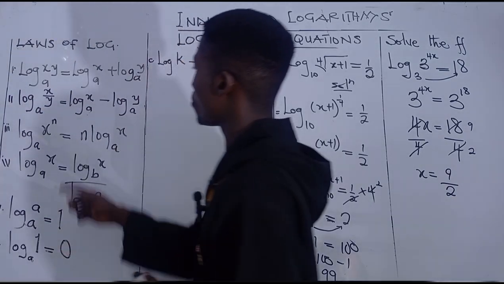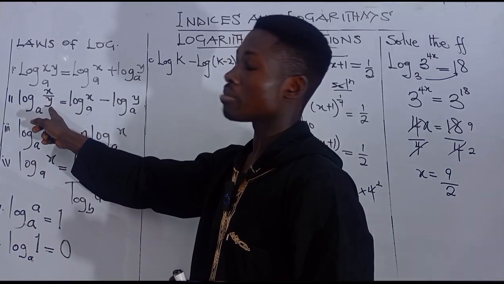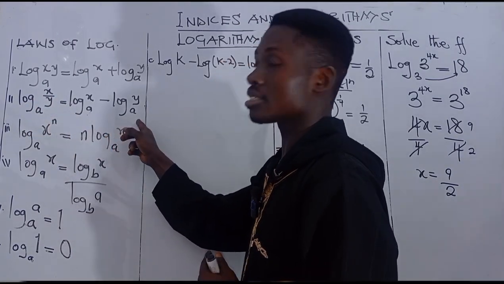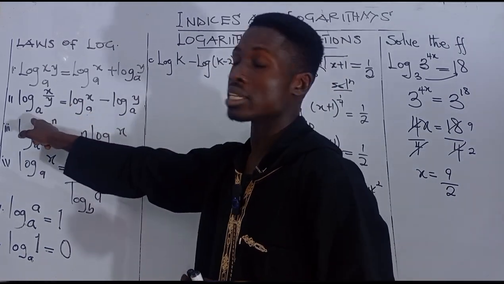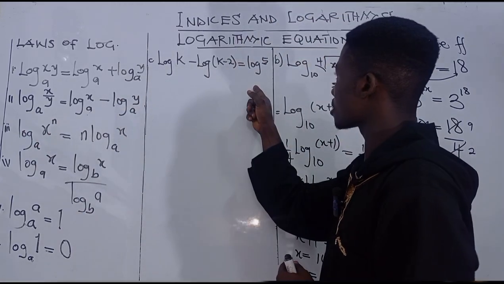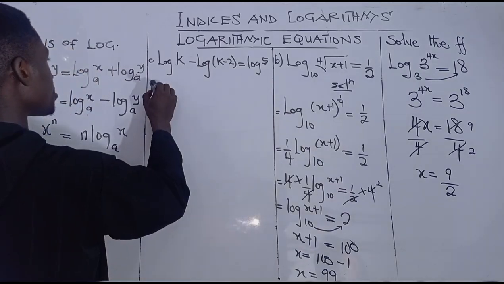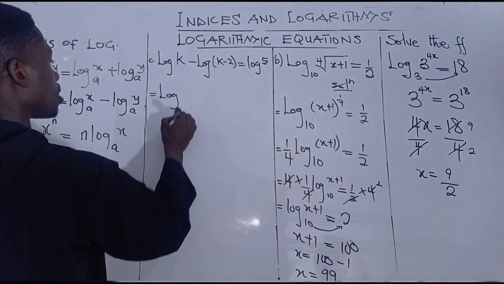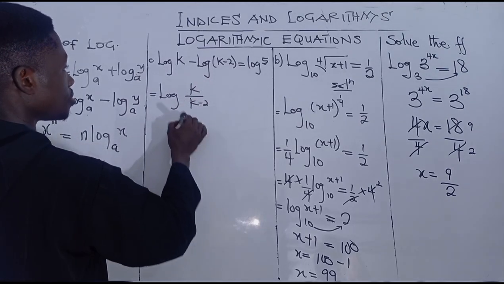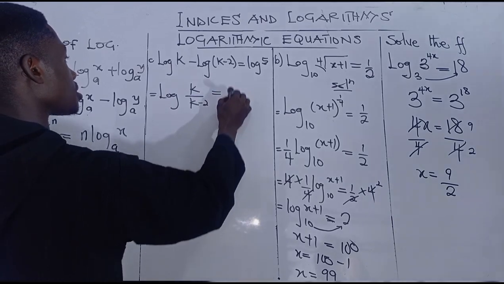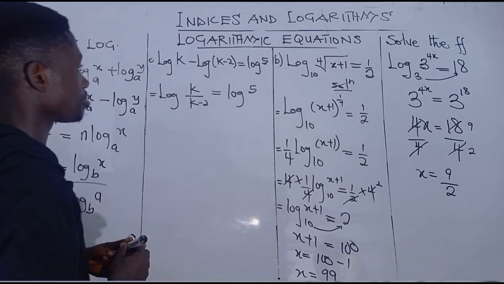And this is the division law for logarithm, which says that when you have the logarithm of a number divided by another number, we can write it as this by taking the difference of the logarithm. So when you have this, you can also write it as that. So we are going to write this in the form of that. So you have log of k divided by k minus 2 to the base of 10 is equal to log of 5 to the base of 10.